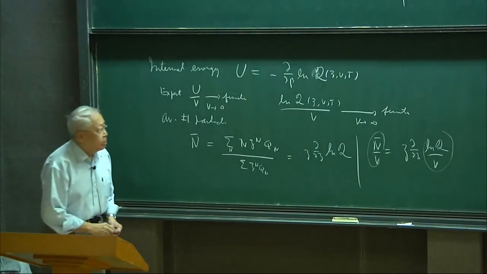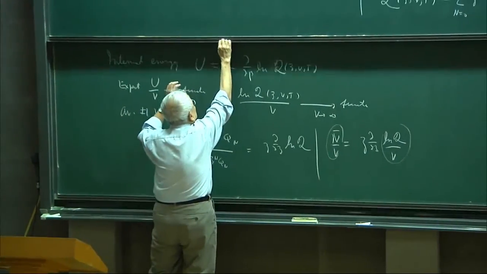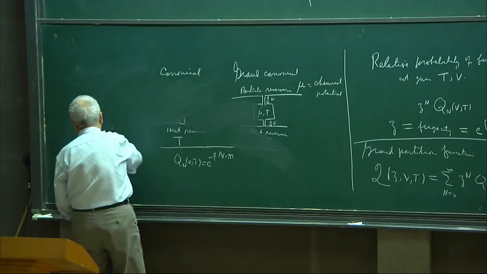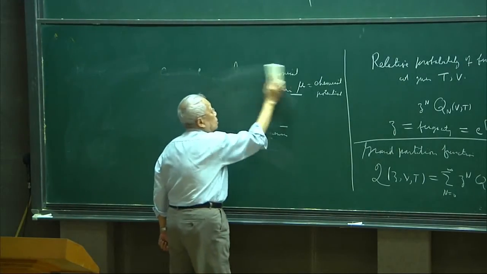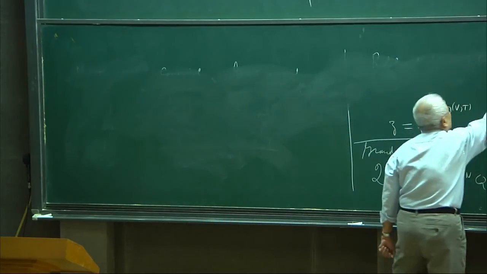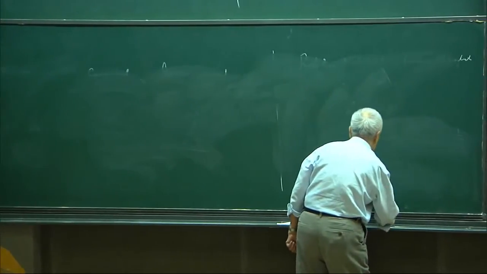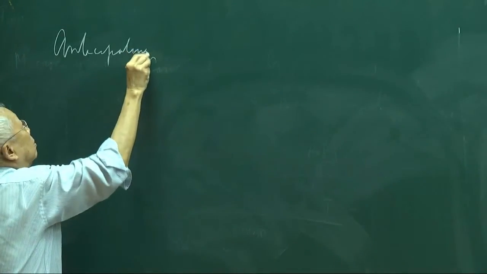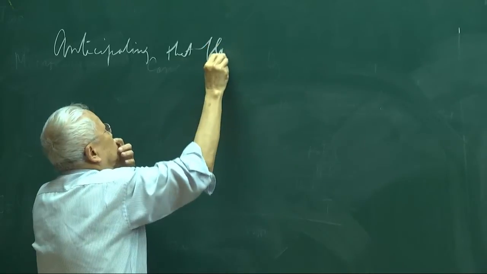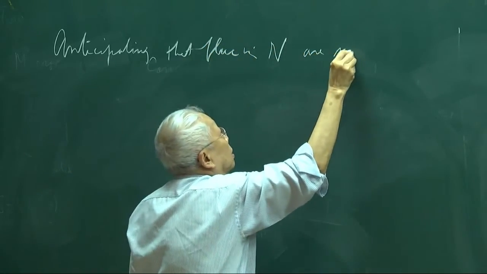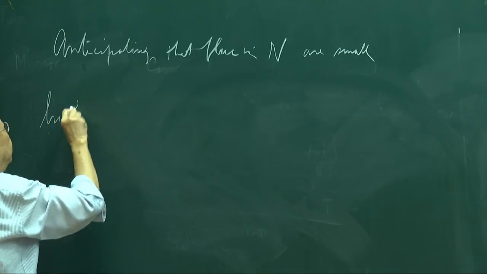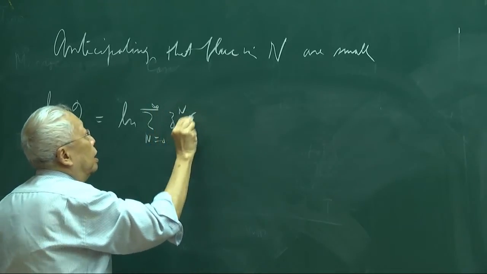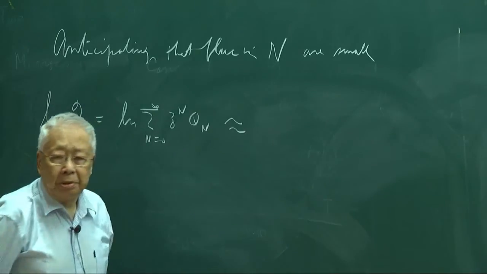In order to do that, let us compute the grand partition function in the following manner. Anticipating that the fluctuations in N are small, we can make the following approximation. We can write log Q, which is equal to the log of the summation, N going from 0 to infinity, of Z to the N Qn. We would expect that one term dominates, the largest term.